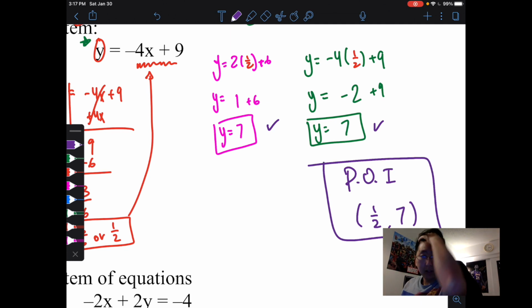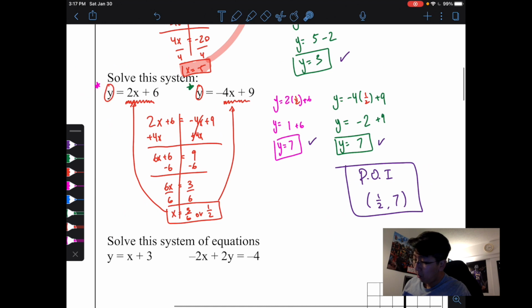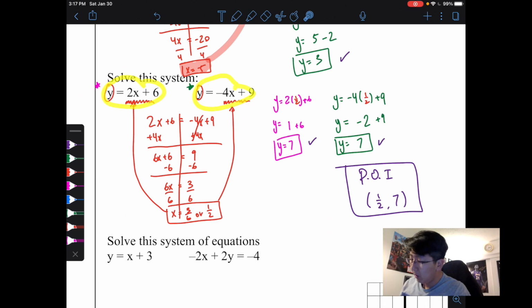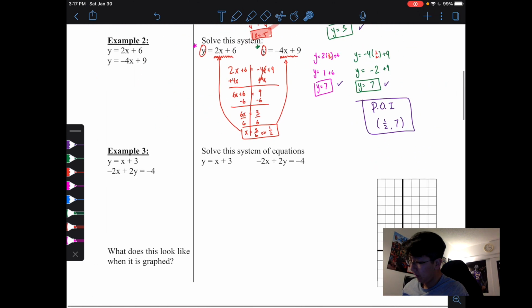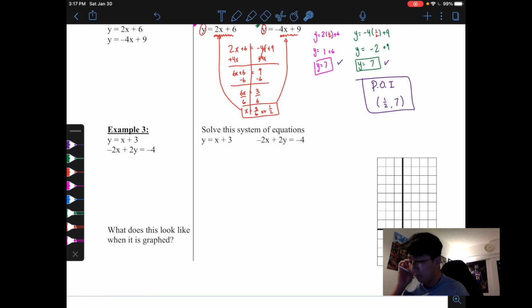Make sure you plug it into both equations in your system, because we are trying to find the one point that's going to be true. And when we plug in 1/2 for x, both of them become 7, so that's going to be a point on both graphs. Okay?